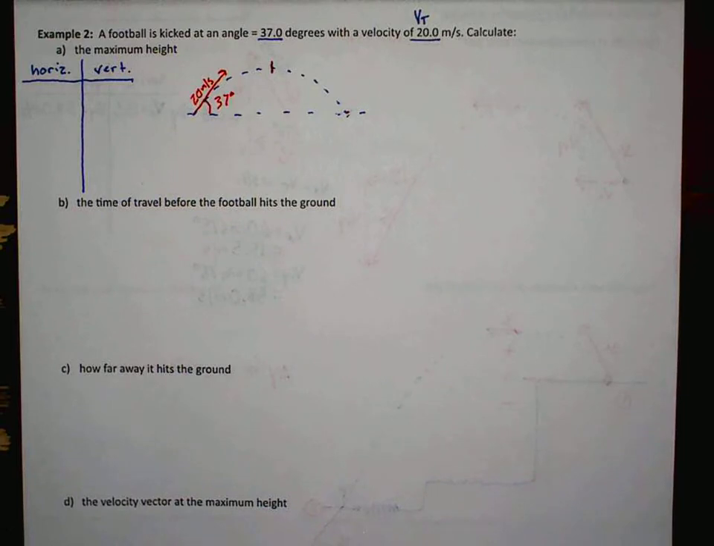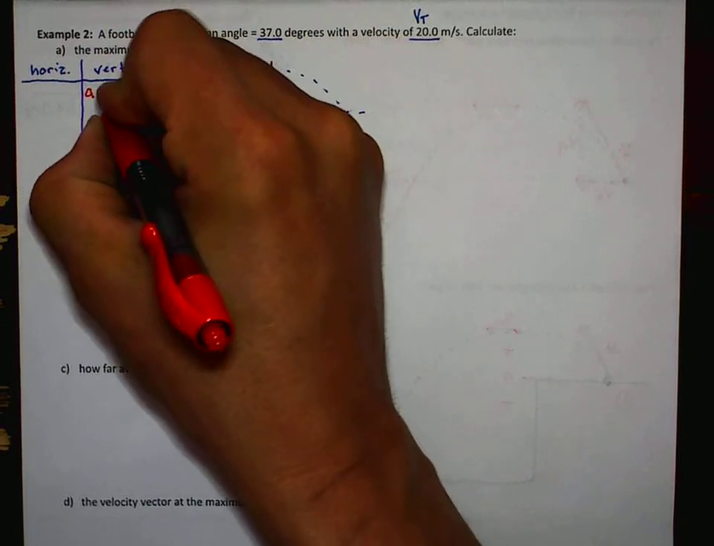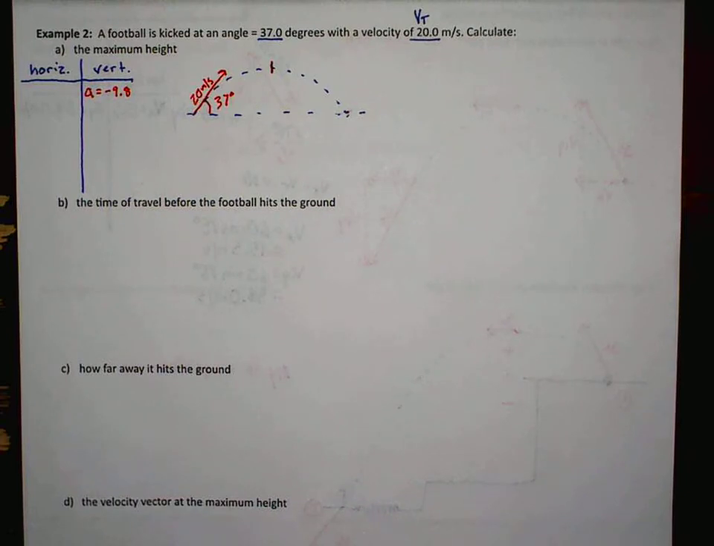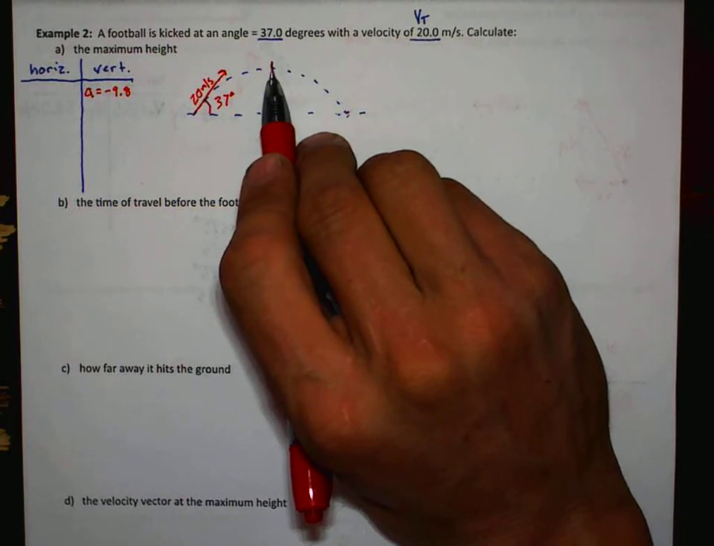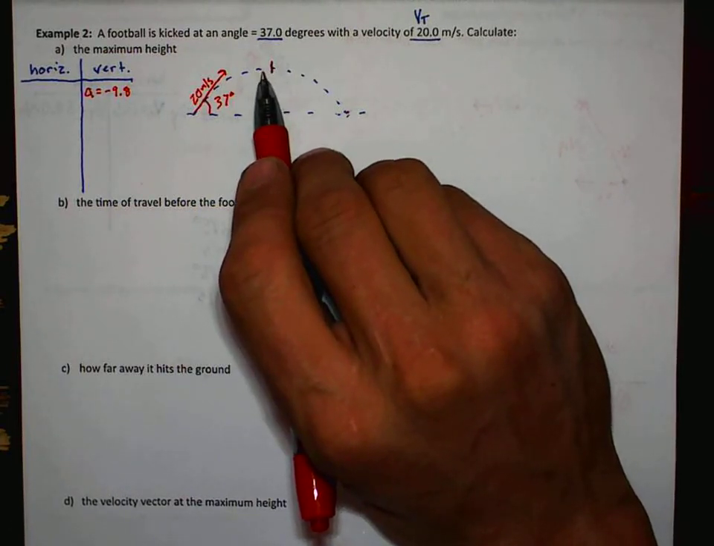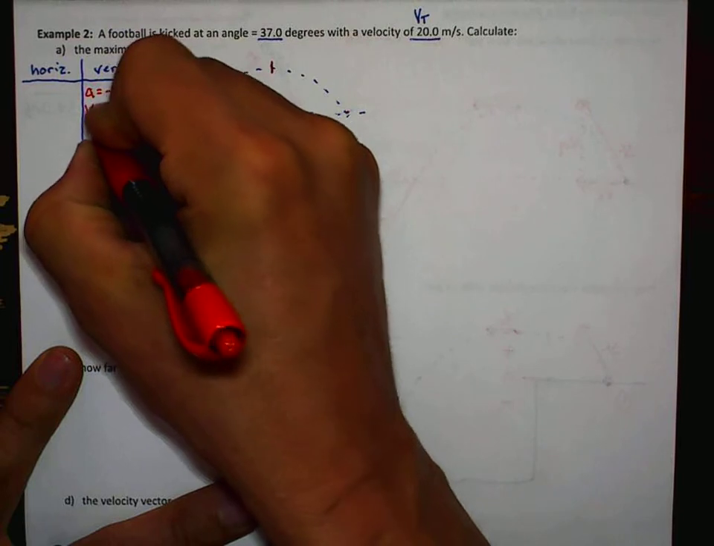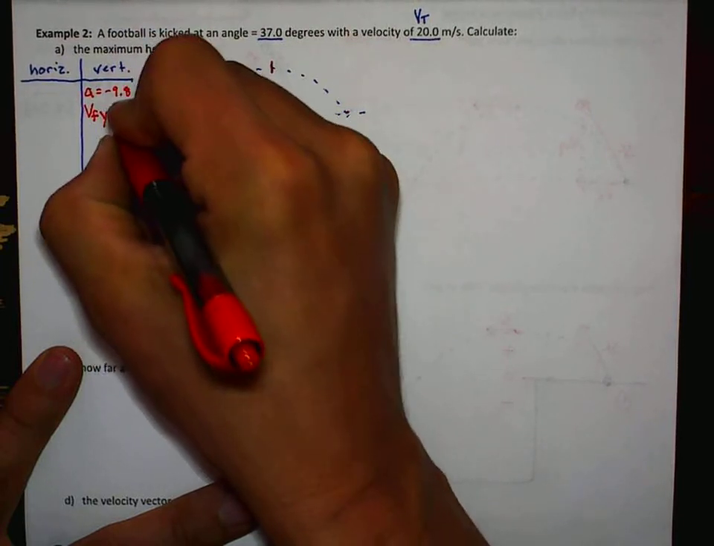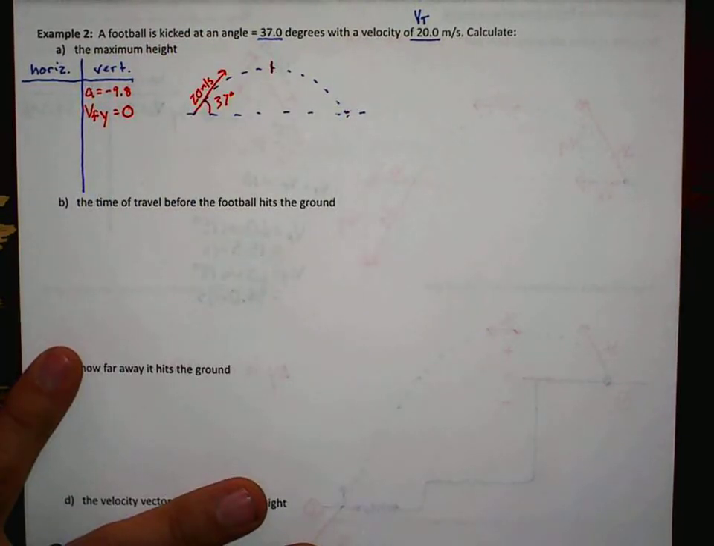All right, so let's list what we know. Vertically, we have an acceleration equal to negative 9.8. Okay, what do we know about the vertical velocity at the top? It's 0, just like if we throw a ball straight up, the vertical velocity is still 0. So we're going to call that v final for y, and it's equal to 0. Okay, and I think that's all we know so far, until we do a little bit of trigonometry.